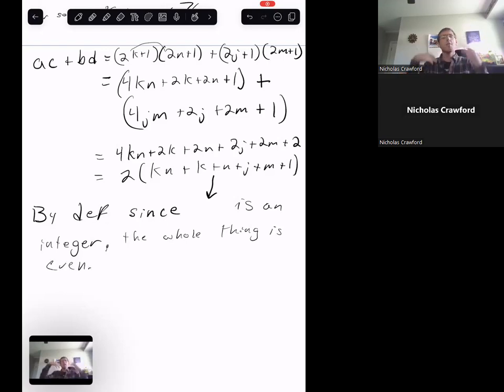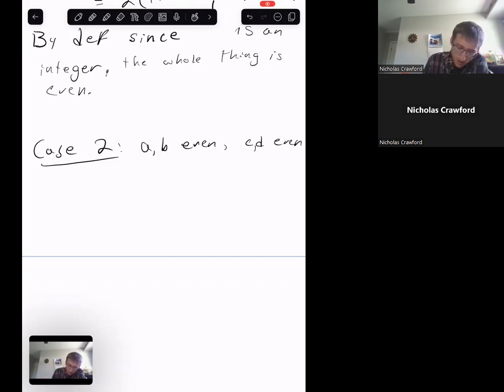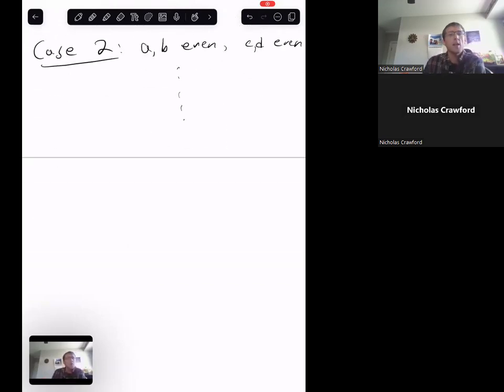Okay, so that's the first case. We have two more cases, and they're almost exactly the same. So I'll tell you what the cases are, and I want you to try them and then check out the notes. So they could have all been odd, or they could have all been even. And it's going to be the same thing, except rather than writing the definition of odd, you're going to write the definition of even. And then case 3.